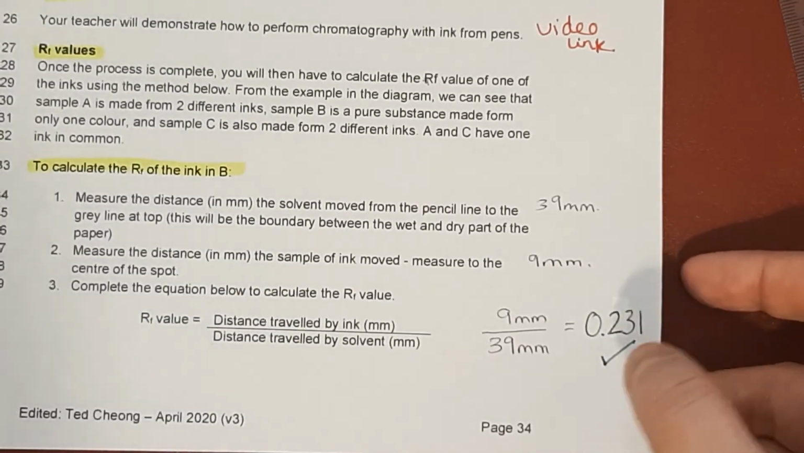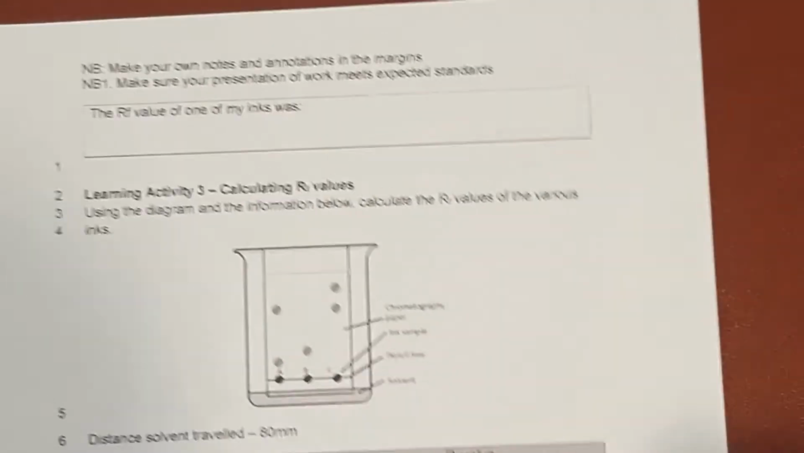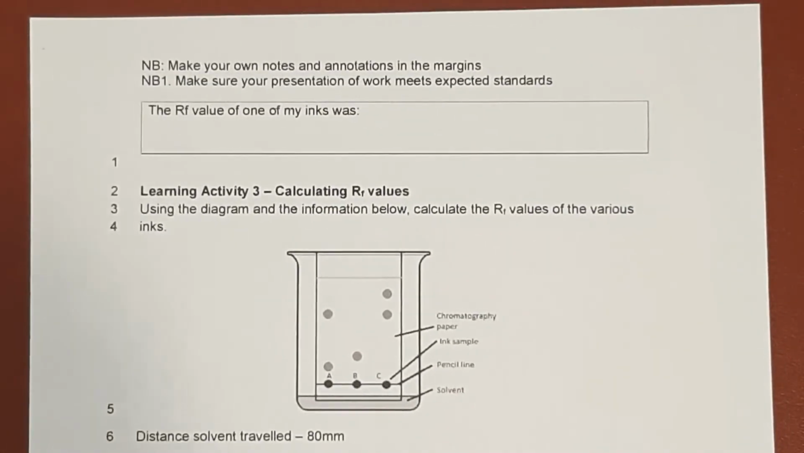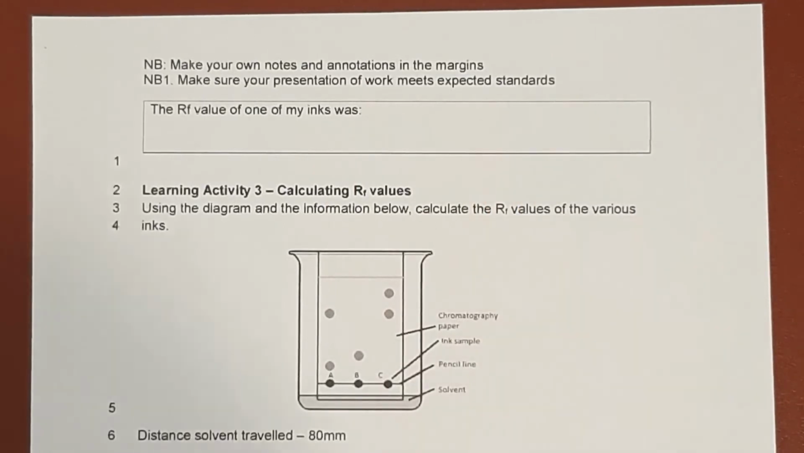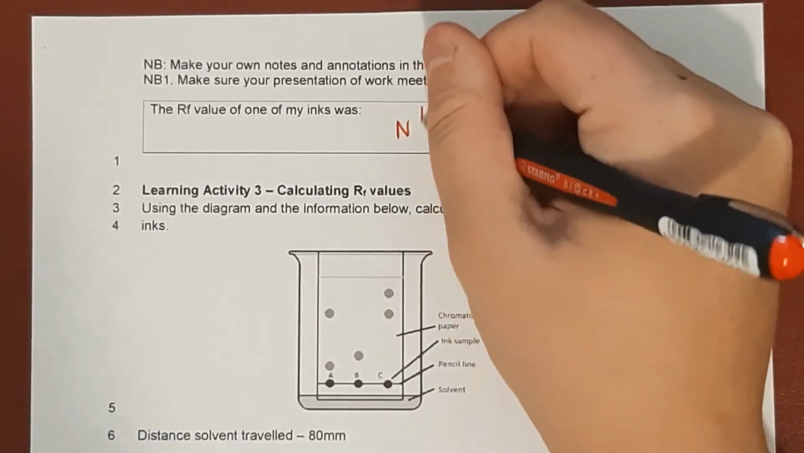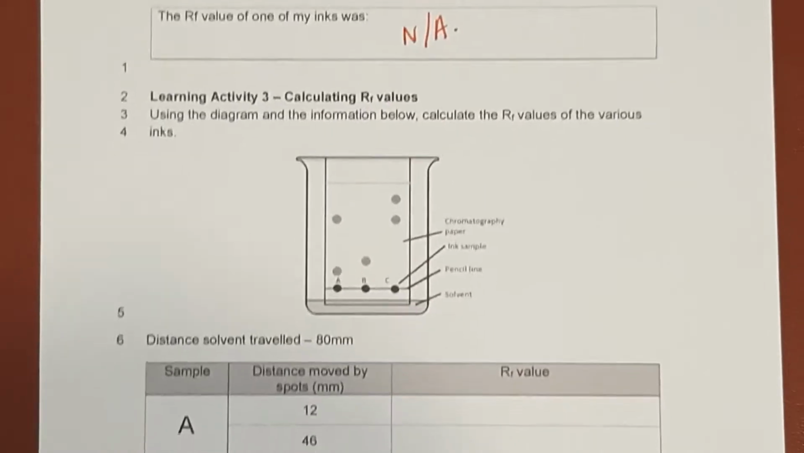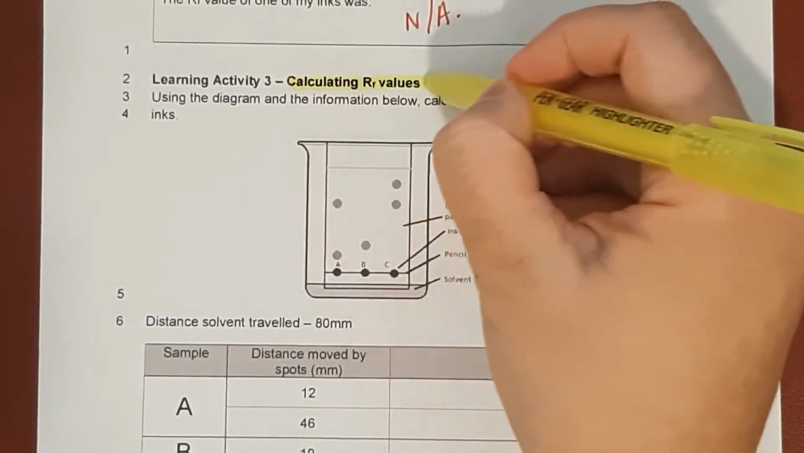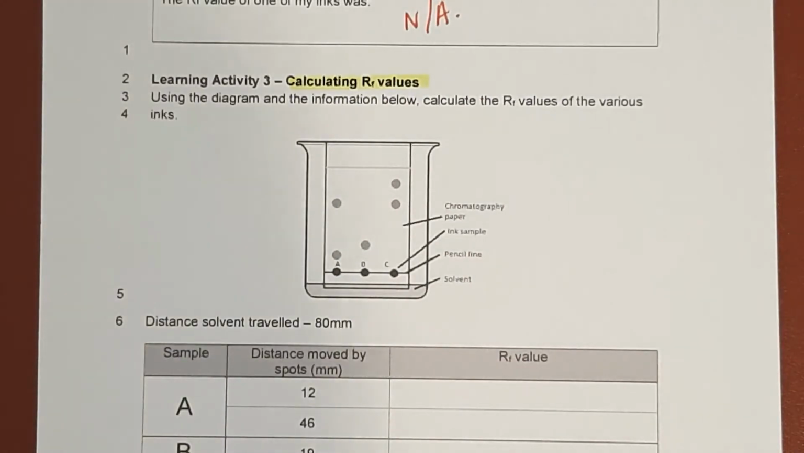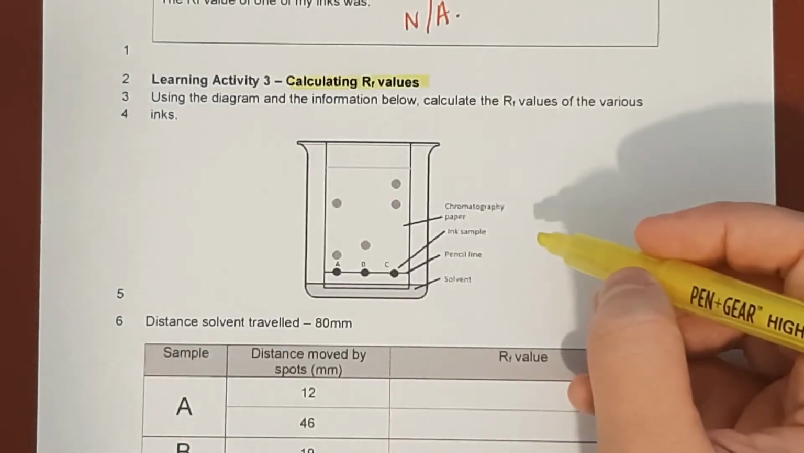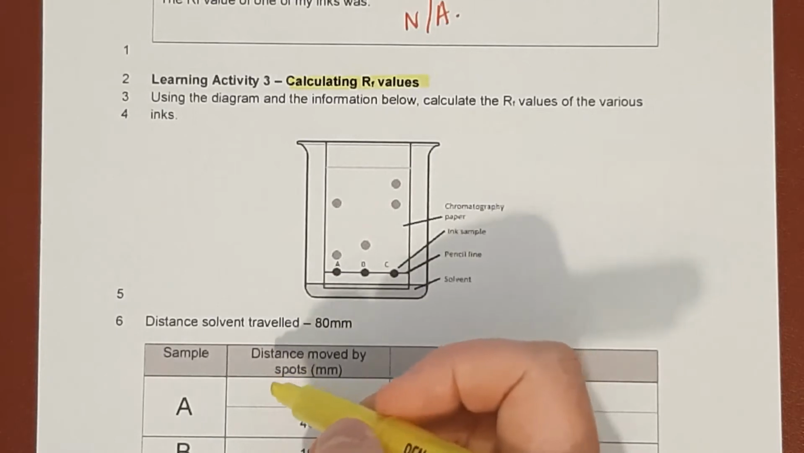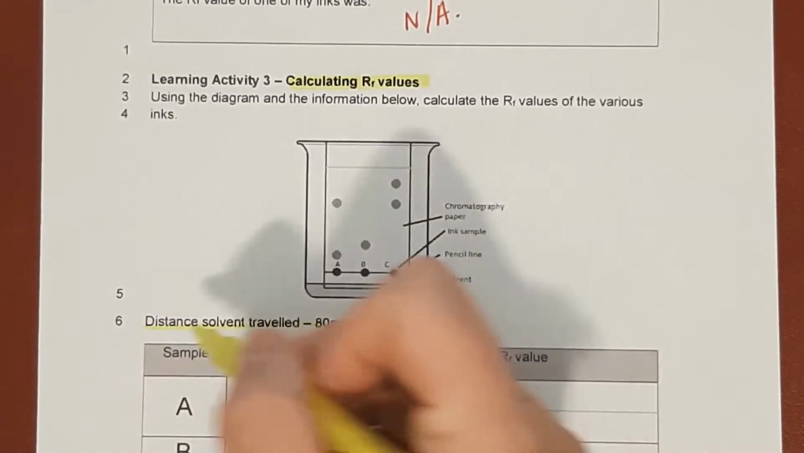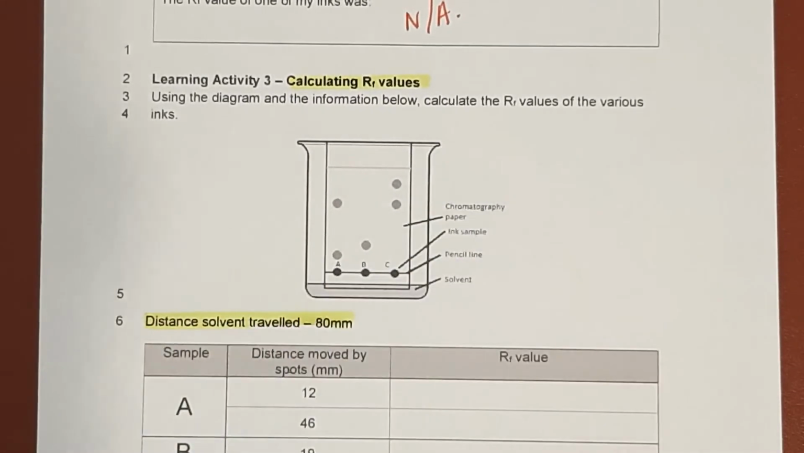Okay, so we're going to move on to the next page. We won't be calculating an RF value for one of our inks because we haven't done the experiment. However, we will be doing this next activity: calculating RF values. We're going to use the diagram and the information below to calculate the RF values of the various inks. Helpfully for us, it's the same diagram as the previous page. The distance the solvent travelled was 80 millimetres, so they've told us that.